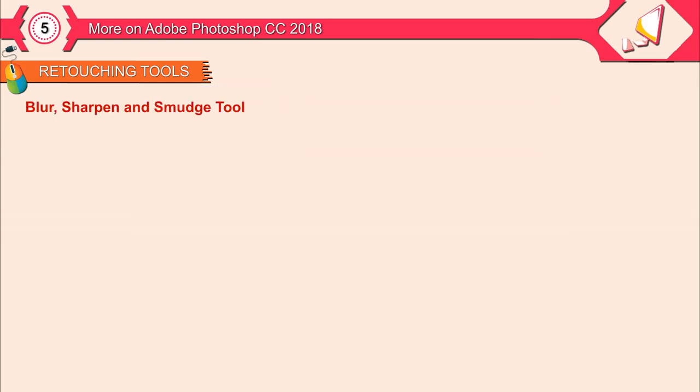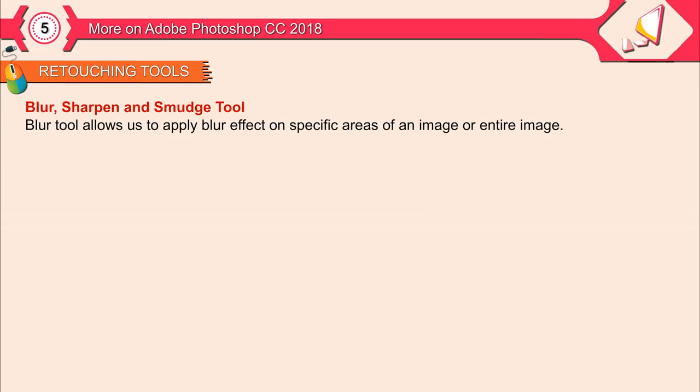Blur, Sharpen, and Smudge tool. Blur tool allows us to apply blur effect on specific areas of an image or entire image. To use the blur tool, follow the given steps.